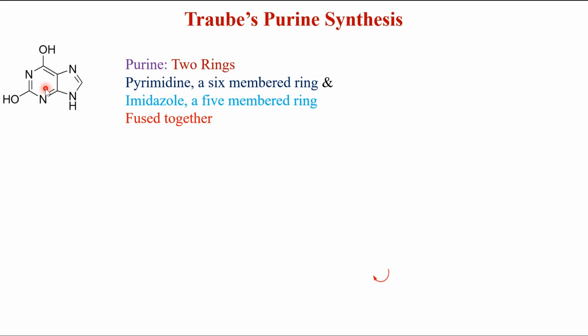It is imidazolopyrimidine. I can number like this: 1, 2, 3, 4, 5, 6, and 7. At 2 and 7 position, there is a hydroxy group. That's why it can be named as 2,7-dihydroxy imidazole 4,5-d pyrimidine.